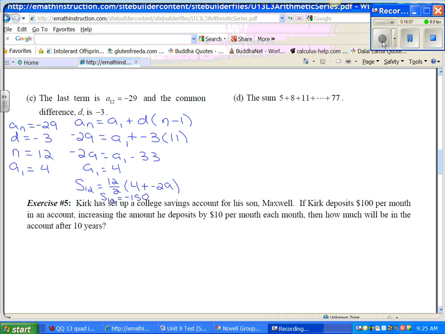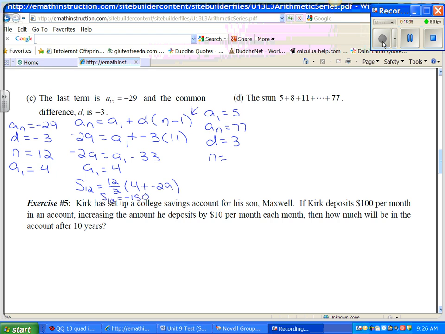Okay. So, tell me what I know. I know a sub 1. A sub n is 77. D is 3. Good. What don't I know? I don't know how many terms I have, right? How can I figure it out? I'll give you a hint. We've been using it. Yes, which formula? The same one, so this one here, right?